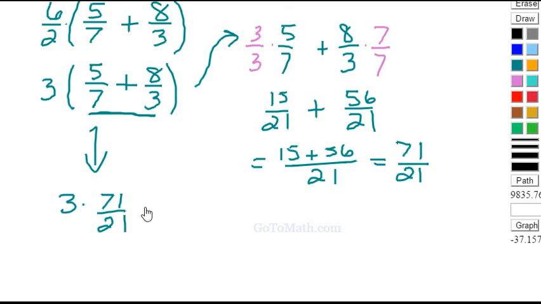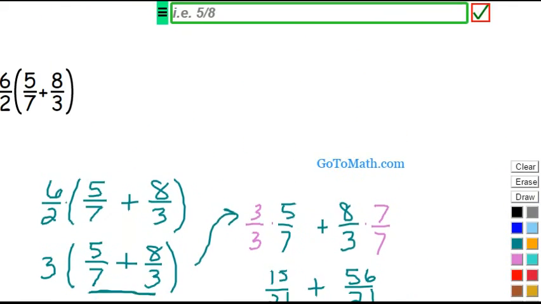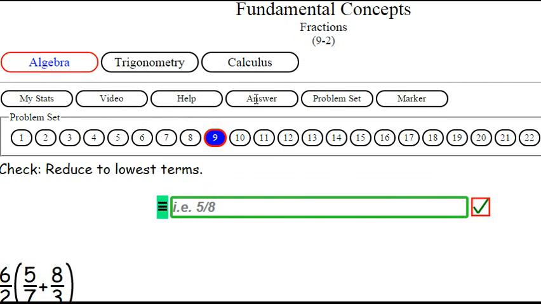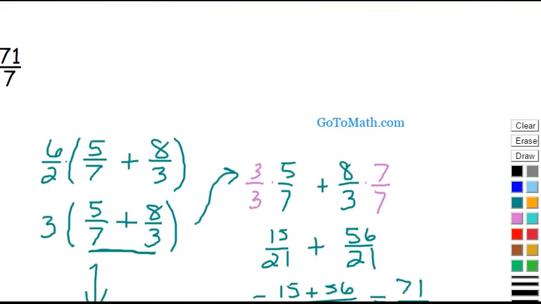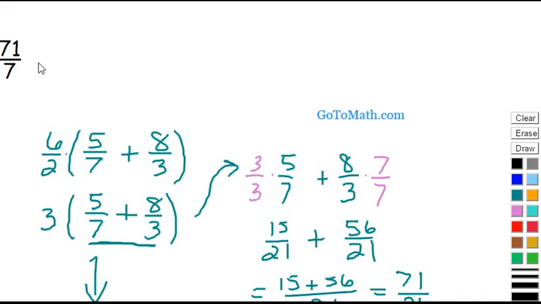Is that right? Yeah. Now this can be reduced down because 3 goes into 3 one time, and 3 goes into 21 7 times. And so we end up with now 71 over 7. Okay, let's click on the answer here. Hold our breath. Looks like we don't have to hold it too long. So we're getting 71 over 7.